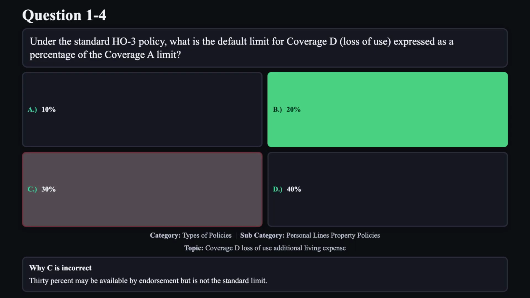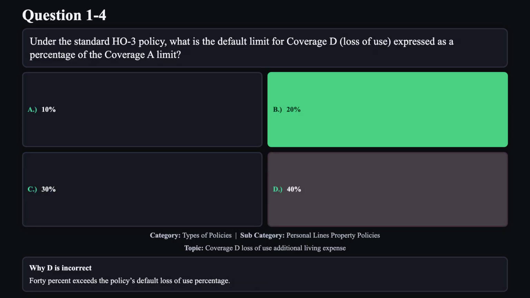Reason C is not correct. 30% may be available by endorsement, but is not the standard limit. Reason D is not correct. 40% exceeds the policy's default loss of use percentage.